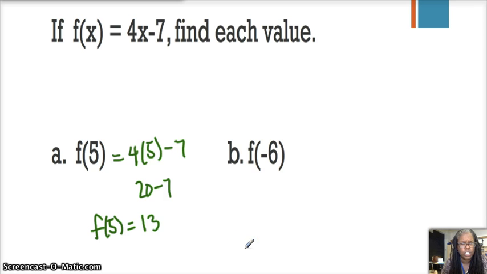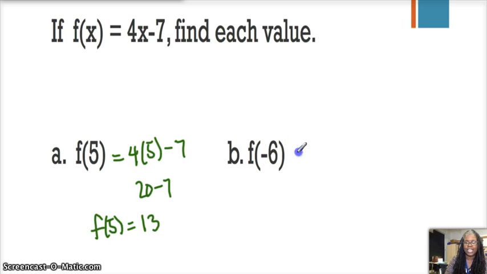So it's just like substituting. In fact, another way of looking at this is saying, what's the value of y when x is 5? But we say f of 5 instead. So here we're going to do the same thing. What's the value of y when x is -6? Or what is f of -6?